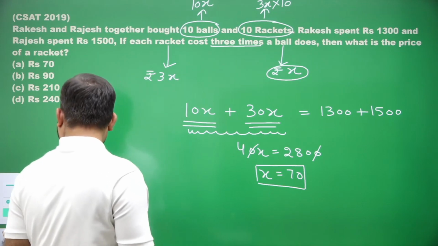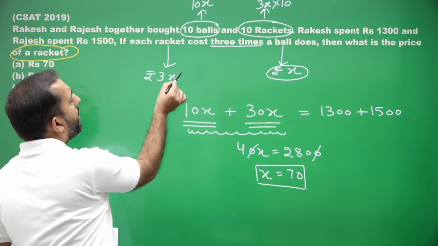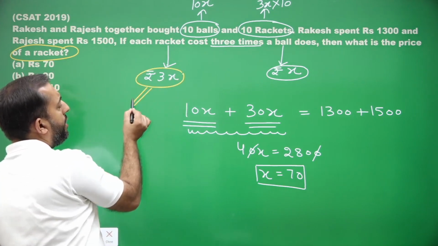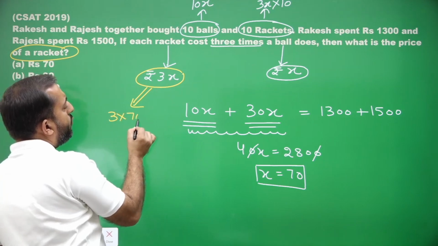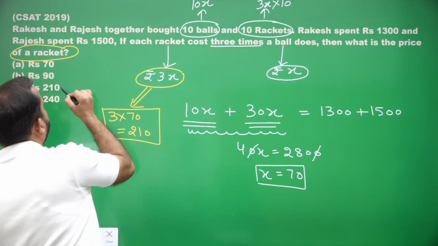What are we looking for? We are looking for the price of a racket. The price of a racket was 3x, meaning 3 into 70, which is 210. So the price of one racket is 210. The answer is option C.